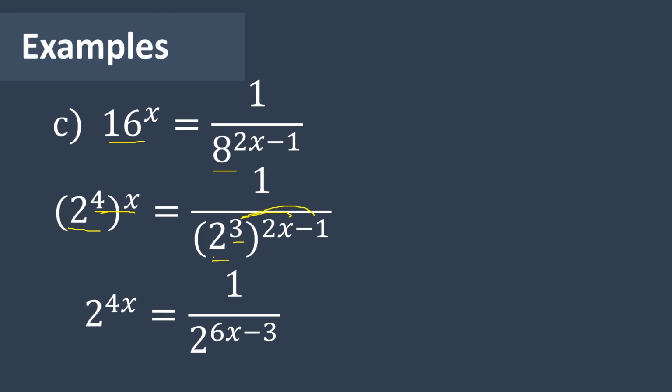Okay, so again, on the left side, we have 2 raised to 4x. On the right side, we have 1 all over 2 raised to the power of 3 times 2x, which is 6x. 3 times negative 1 is 3.